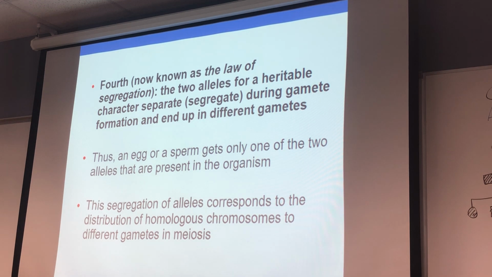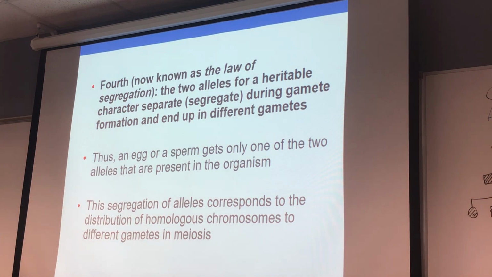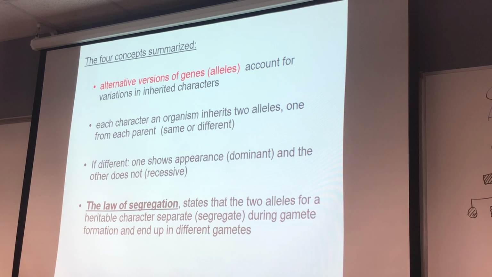Yes. So this segregation of alleles corresponds to the distribution of homologous chromosomes to different gametes in meiosis. That basically means that how you receive those alleles during meiosis, the formation of those gametes, then you will pass those alleles. Right? So you don't determine which alleles you will pass. Okay. All right, so here are the 4 concepts summarized. 1, alleles, alternate versions of the genes, that basically account for this character variation.